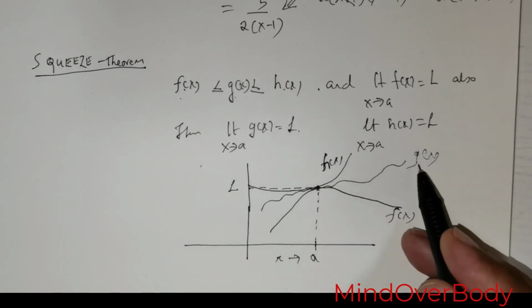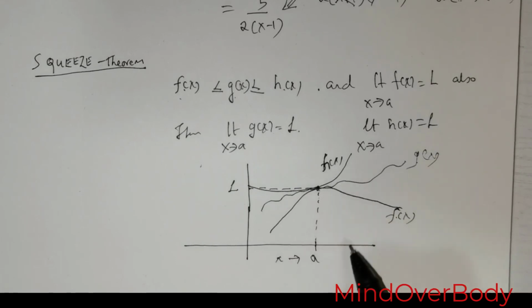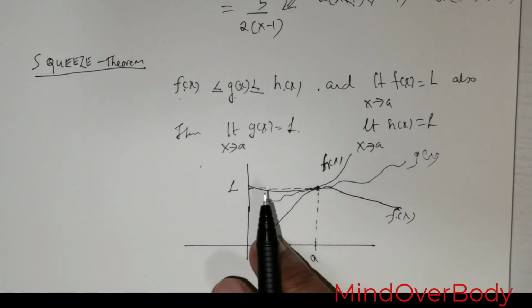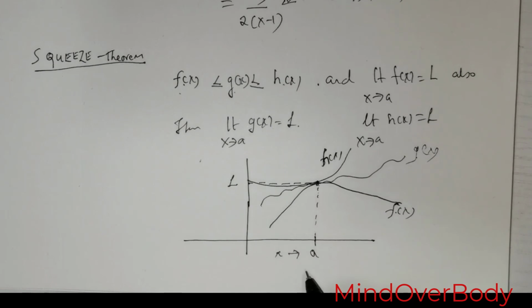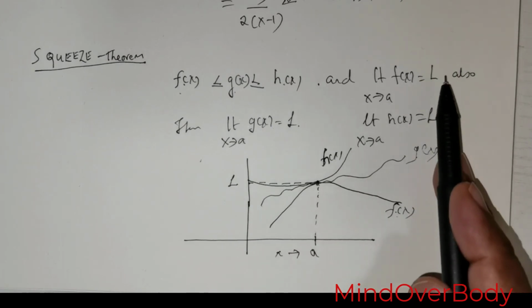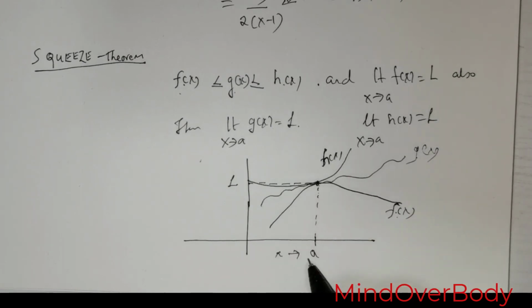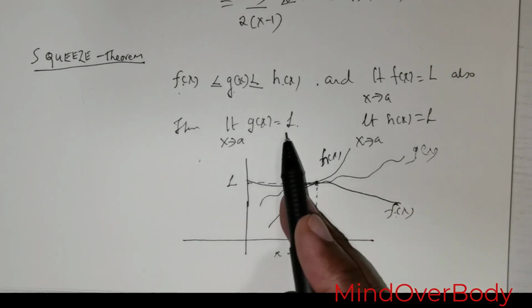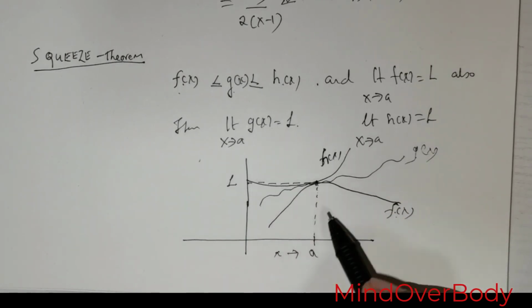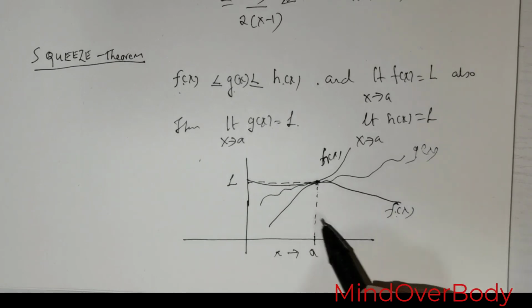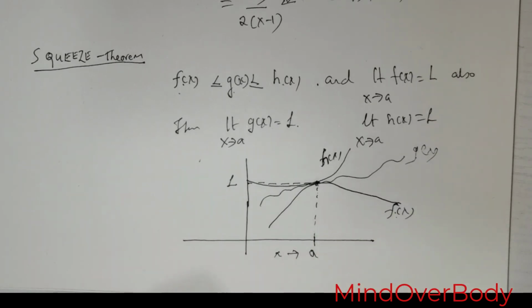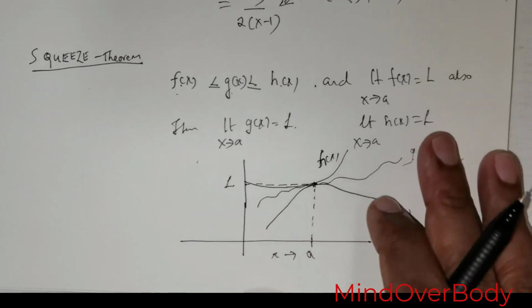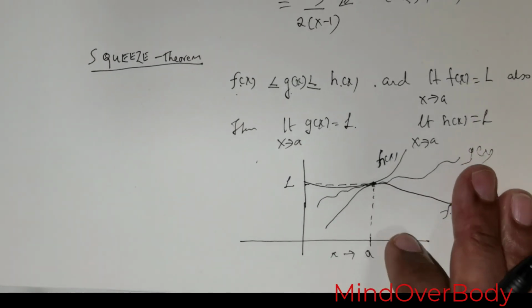Now since g of x is defined between f of x and h of x, and as x tends to A, f of x has a limit L, and h of x as x tends to A has a limit L, this implies that g of x as x tends to A will also have a limit L. So this is the pictorial representation of the squeeze theorem, otherwise called the sandwich theorem. Now let me illustrate it with a simple example.